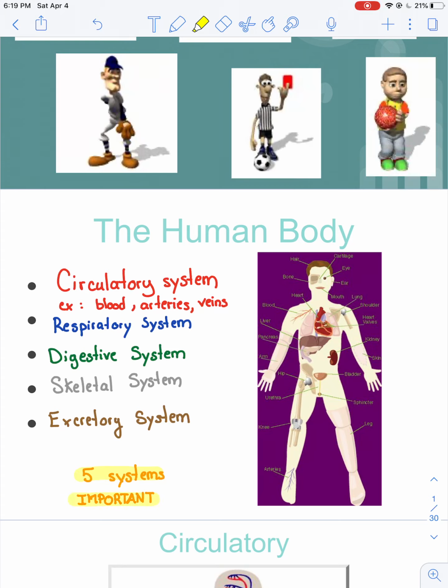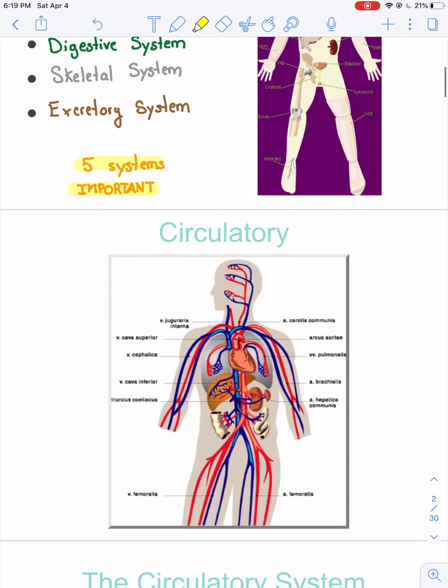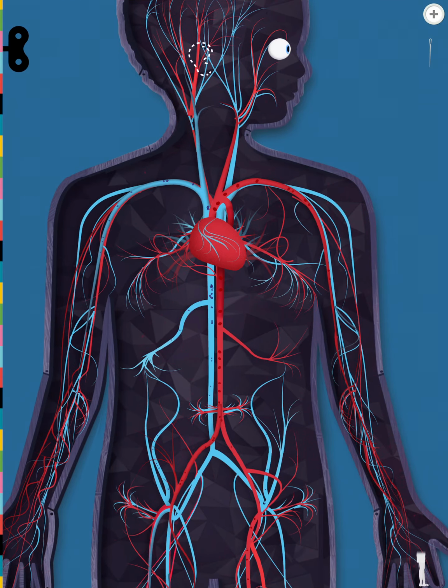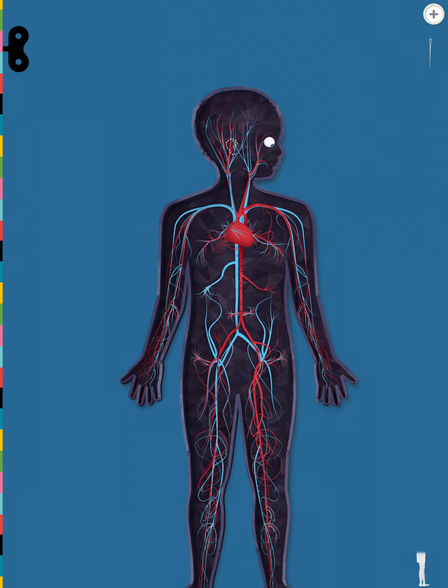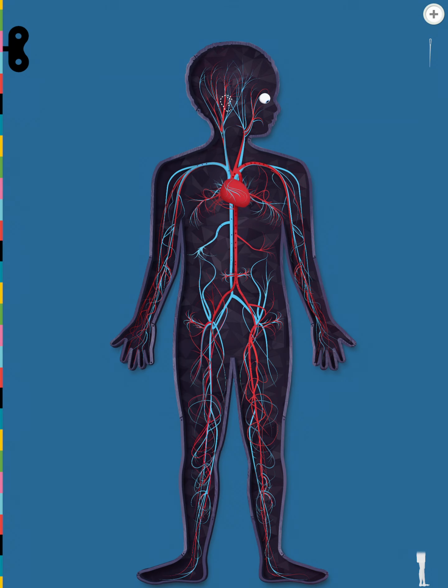Let's start with the first one, and today we're going to talk about this one, the circulatory system. To show you a better example, here we have an example of the human body and the circulatory system. You can see some blue lines, you can see some red lines, and you can see just in the middle, like some kind of a circle that is just pumping something. That's the heart. Alright, so let's have a look more specifically at an image.